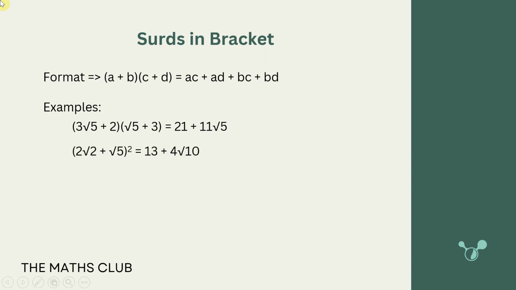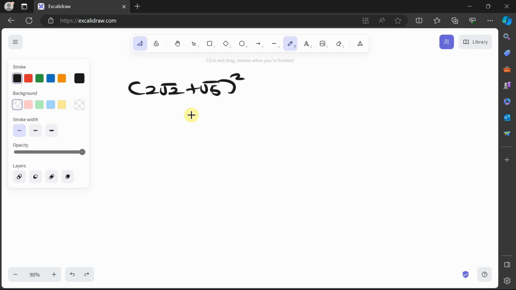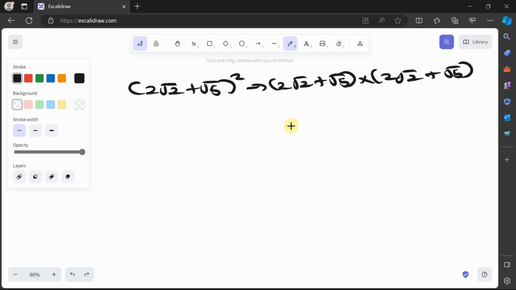So we're given this particular one, which is 2 root 2 plus root 5 all squared. I want you to pause the video and try this one out to solve. Welcome back. 2 root 2 plus root 5 all squared, same as saying 2 root 2 plus root 5, close brackets, 2 root 2 plus root 5. I mean, join them with the multiplication. So 2 root 2 times 2 root 2. Let's see. Put them inside the bracket.